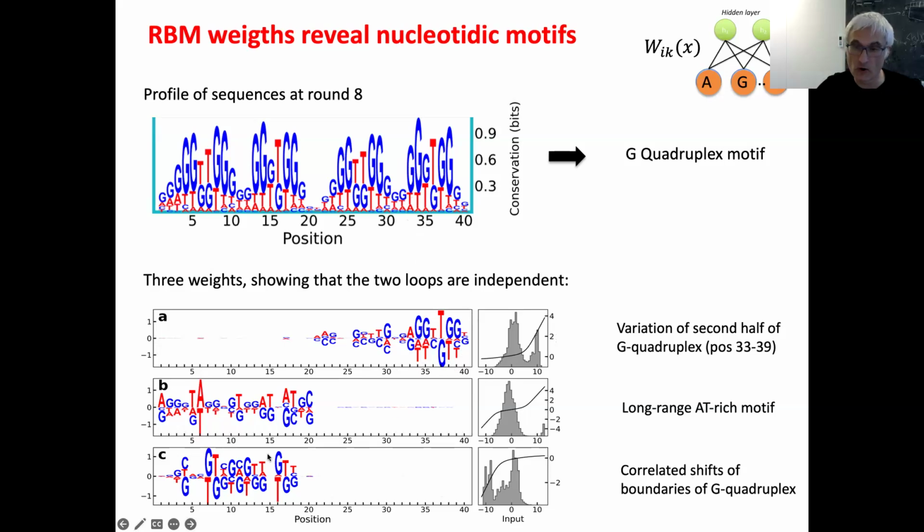We see also a correlated shift of the boundary of the GG duplex on this motif. And we see, for instance, a motif that we don't have any idea about what it means from a biological point of view, and biochemists didn't know either, which is a long-range AT-rich motif. It's interesting because the machine is capturing something which we should try to understand better. So it's really able to unveil some new biochemical motifs.